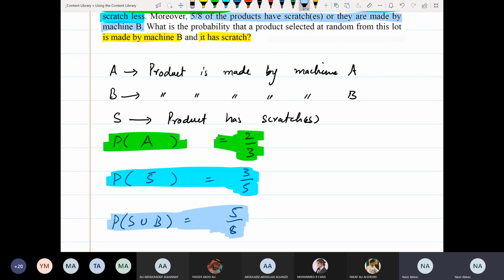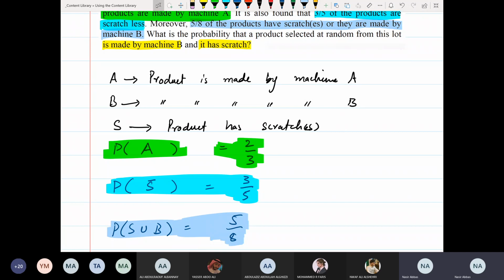Then the question says, what is the probability that a product selected at random from this lot is made by machine A and it has a scratch? What is required in the question? Ali. The probability of S intersection B. Probability of S intersection B or B intersection S, that is required. Very right. How do we proceed with this question?